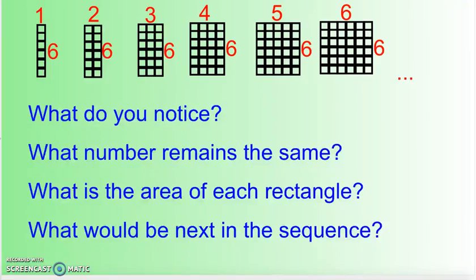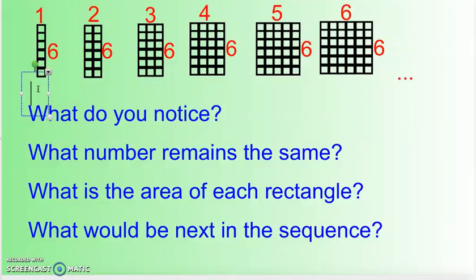Well, let's begin. First of all, what do you notice? What number do you notice remains the same? Okay, so I hope that you said that you notice that each rectangle is increasing by 6 and the number that remains the same is 6. Okay, what is the area of each rectangle?